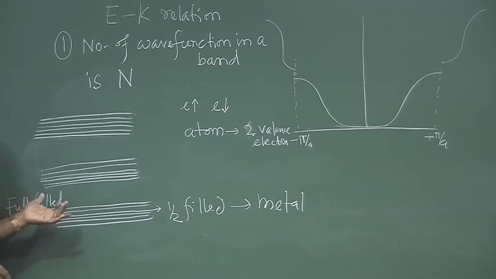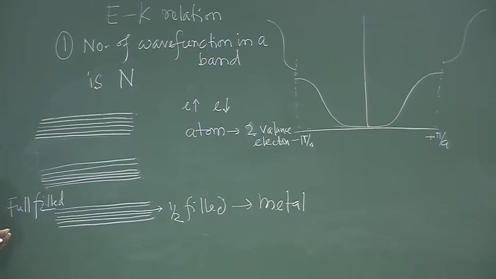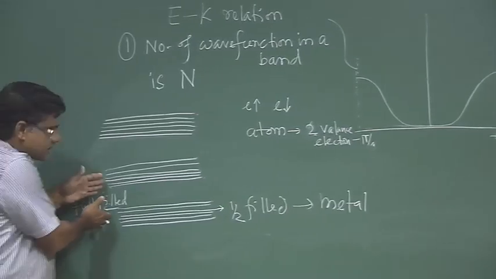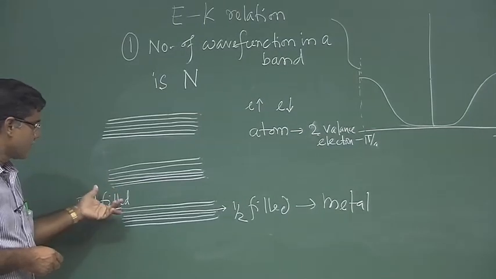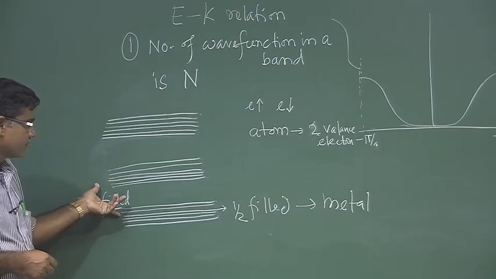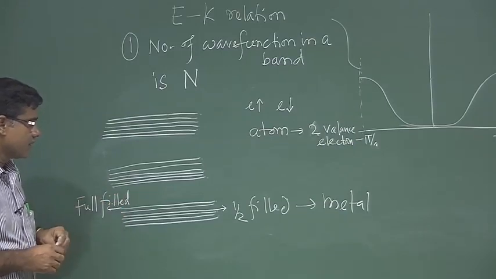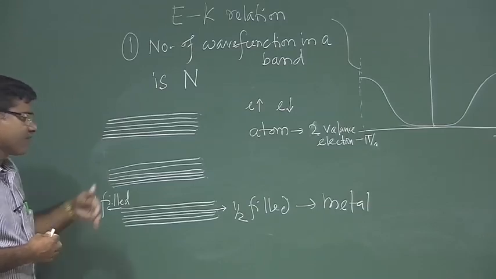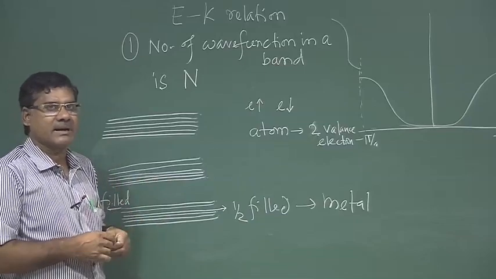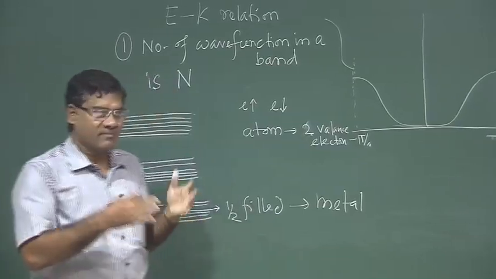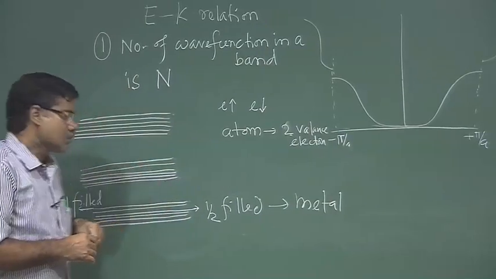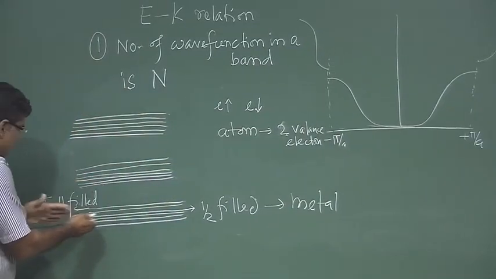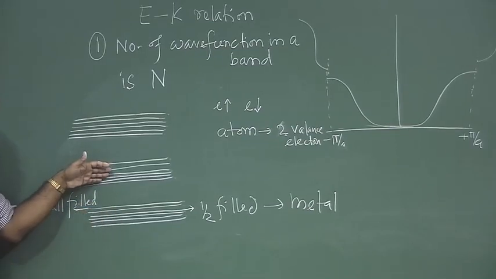It is an insulator. Now, in the case of a semiconductor, at temperature T equal to 0, it behaves like an insulator. Okay. But at finite temperature, say at room temperature, it will have some free electrons, and it will behave between an insulator and a metal. So, when the band is completely filled, it is an insulator or semiconductor.